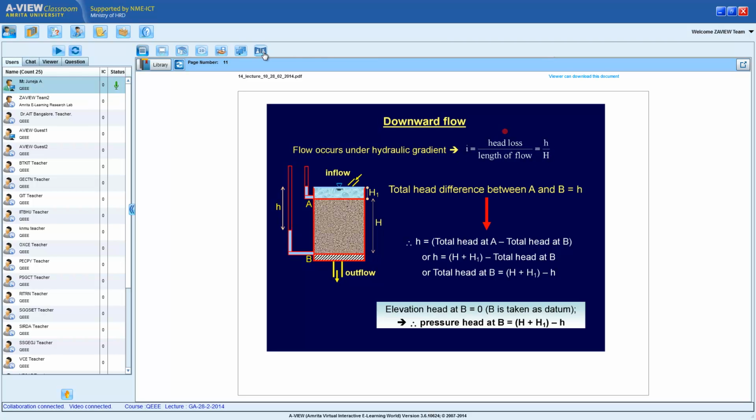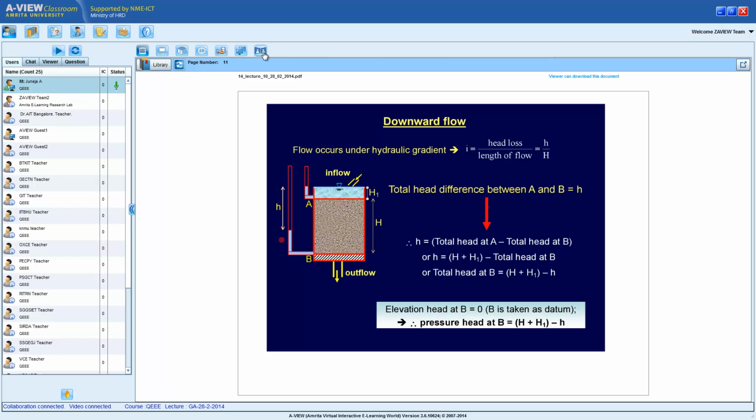Just to recap the first line. Let's look at what is the total head difference or the head loss between point A and B. A is the topmost point wherein you had a standpipe inserted, and B is the bottom point where you have another standpipe inserted. Because the flow occurs, there has to be a head difference, the total head difference.